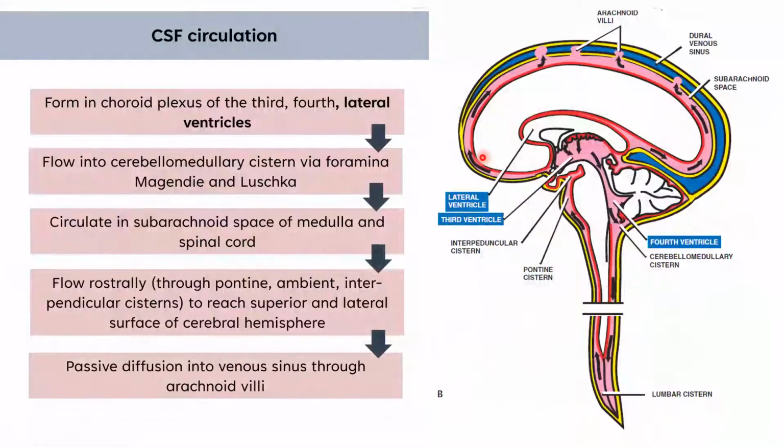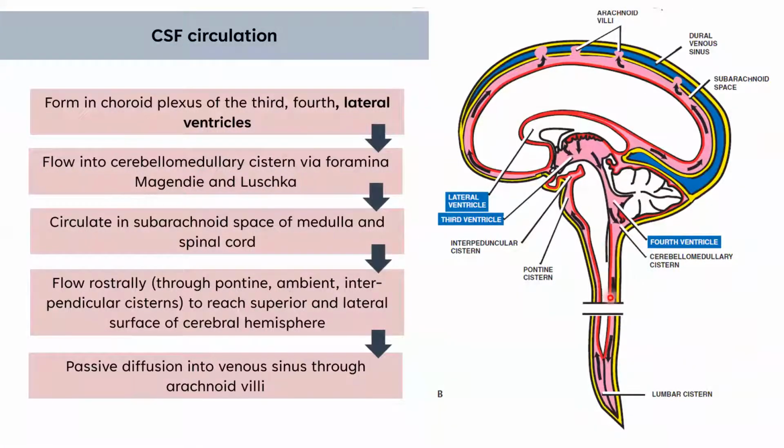Now, once the CSF has been produced by ventricles, so as you know, we have several different ventricles in the brain. We have the fourth ventricle, the third ventricle, and the lateral ventricle. And once the choroid plexus inside these ventricles have produced the fluid, what happens is then it will flow. Now, the flow is also regulated. So what happens is that the ventricles, especially the lateral ventricles, because this is the main producer of CSF, will allow the flow of CSF into the cerebellomedullary system through what we know as the foramina of Magendie and Luschka.